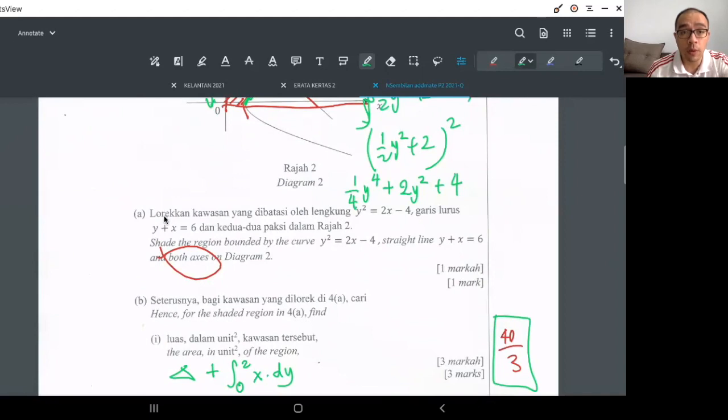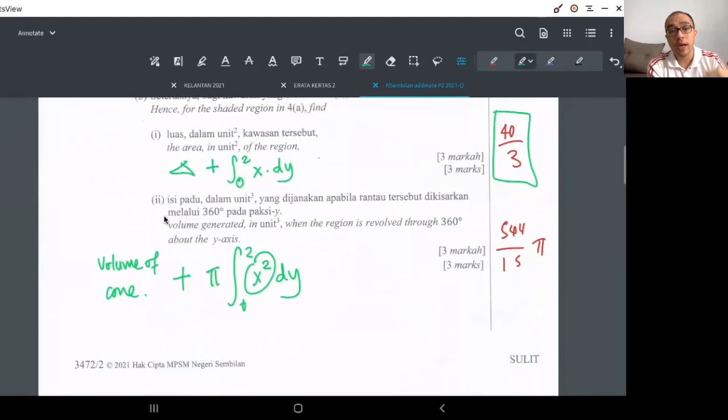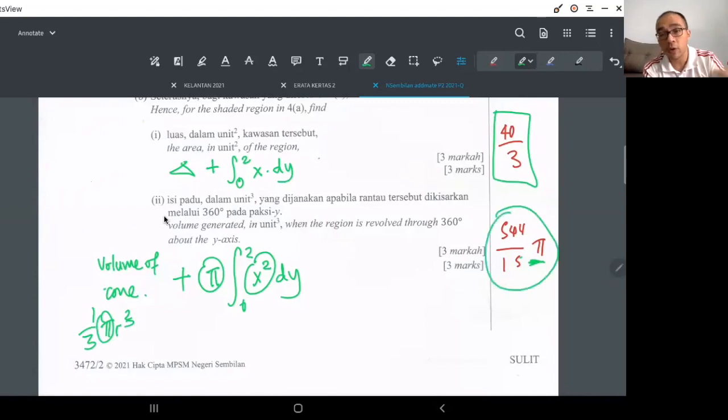Plus 2y squared plus 4. Okay, you can do that. Then you integrate it from 0 to 2. And again, everyone, leave your answer in pi. You don't have to substitute pi. Even the volume of the cone is 1 over 3 pi r squared. Sorry, pi r cubed. 1 over 3 pi r cubed. So the pi, leave it as it is. No need to substitute 22/7. Then you get the answer 544 over 15 pi.